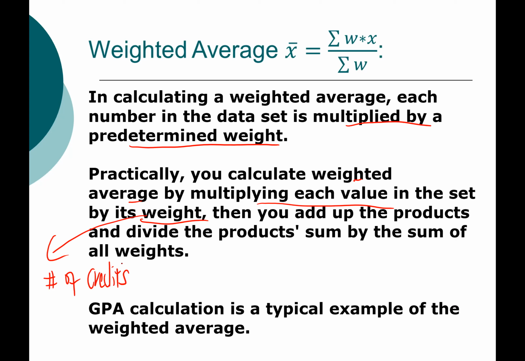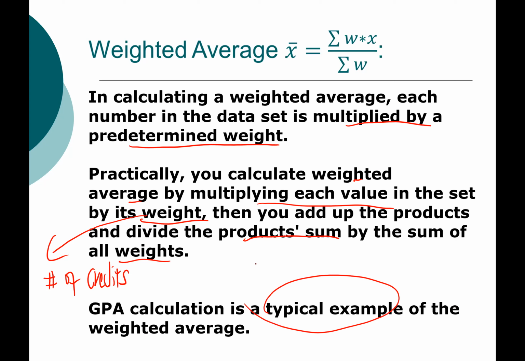So we're going to use GPA as an example to calculate the weighted average. Then you add up the products and divide by the sum of the weights, meaning divide the total quality points earned by the total credits. And that's how you calculate your GPA. So GPA calculation is a typical example of the weighted average. And you probably wonder, by the end of every semester, all your professors submit a grade, and the registrar's office will update your GPA. And how do they do that?